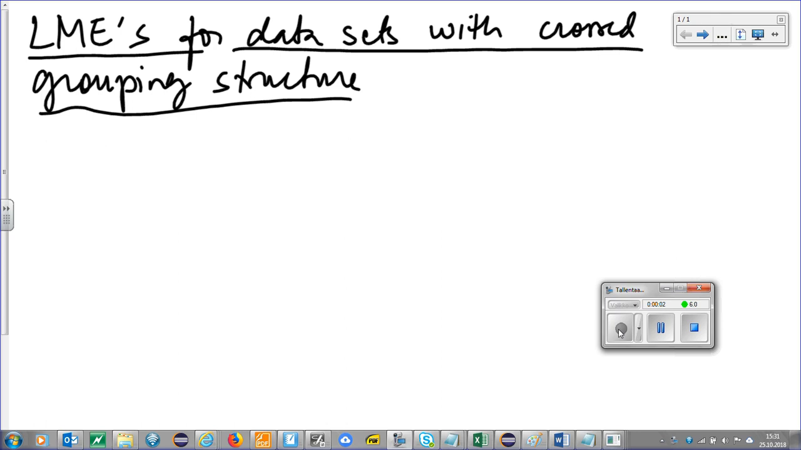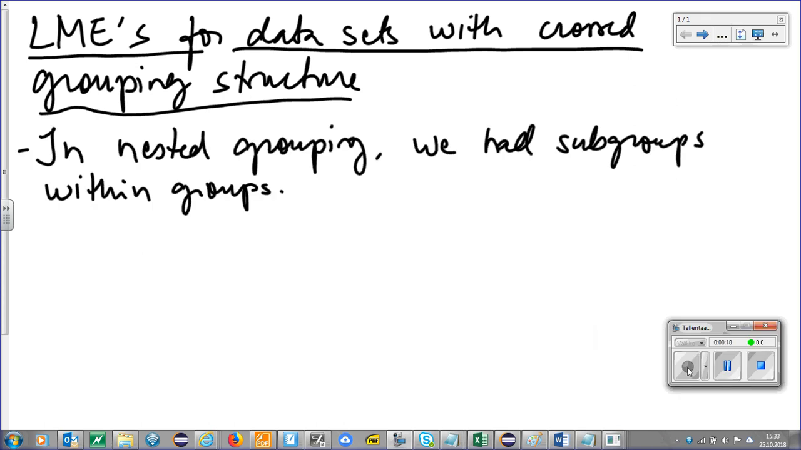In the previous video, and in the previous week, we discussed linear mixed effects models with two or more nested levels of grouping. Now we discuss models with crossed grouping structure. When we speak about nested grouping, we have subgroups within groups. All members of a certain subgroup belong to the same main group in that case.